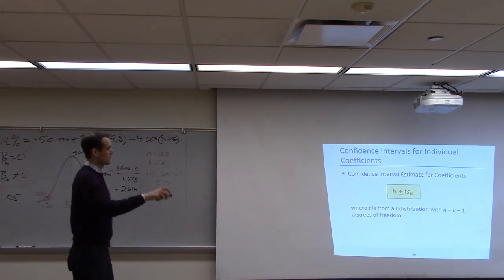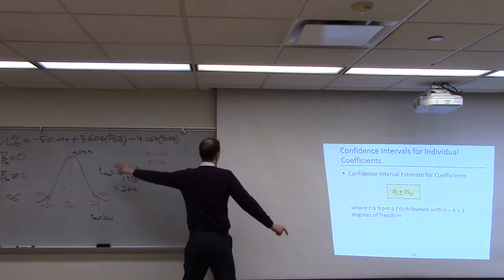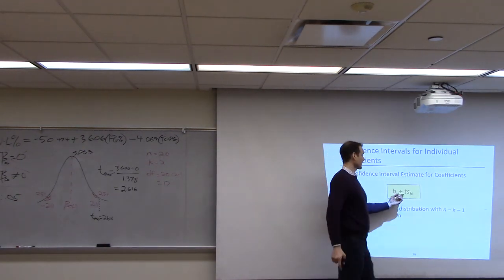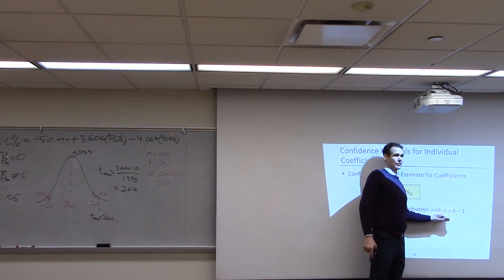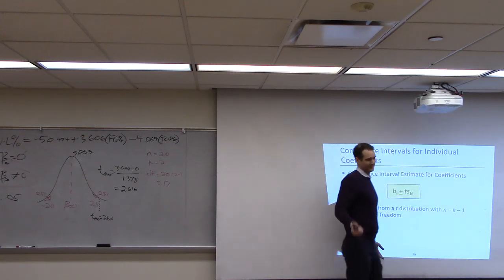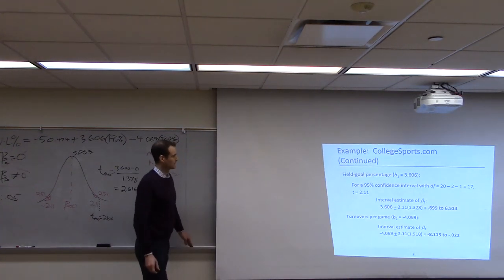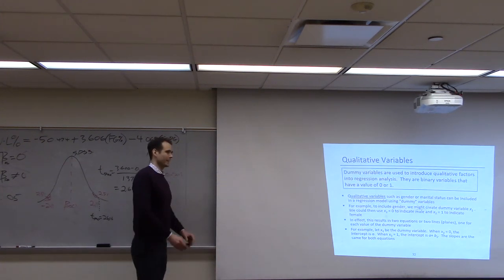Confidence intervals, you know how to do that. The actual slope coefficient of, say, 3.6, plus or minus some number of standard errors. How many standard errors? Use a t-table with n minus k minus 1 degrees of freedom. The only difference from previous weeks is now we have the n minus k. Those are confidence intervals.